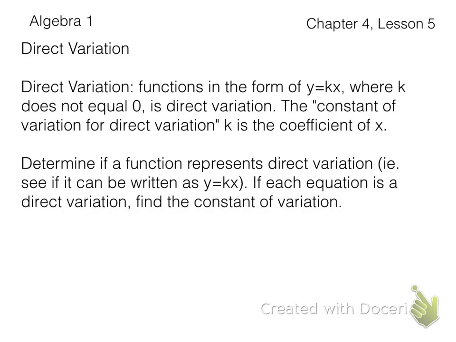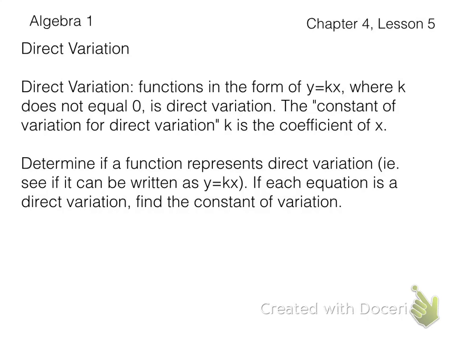This recording is for Algebra 1, Chapter 4, Lesson 5 for direct variation. Direct variation functions in the form of y equals kx, where k does not equal 0, and that is a direct variation. The constant of variation is k. K is the coefficient of x.